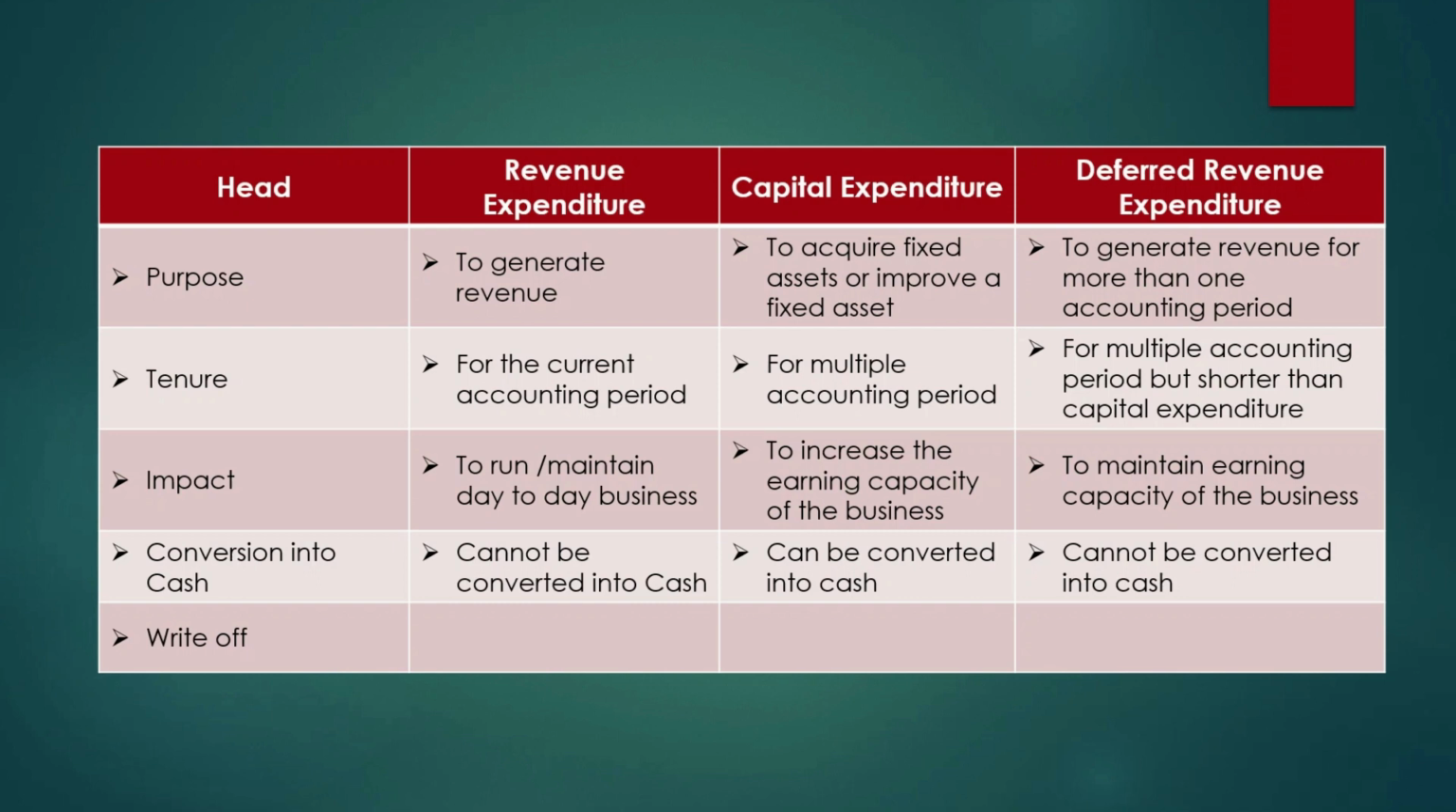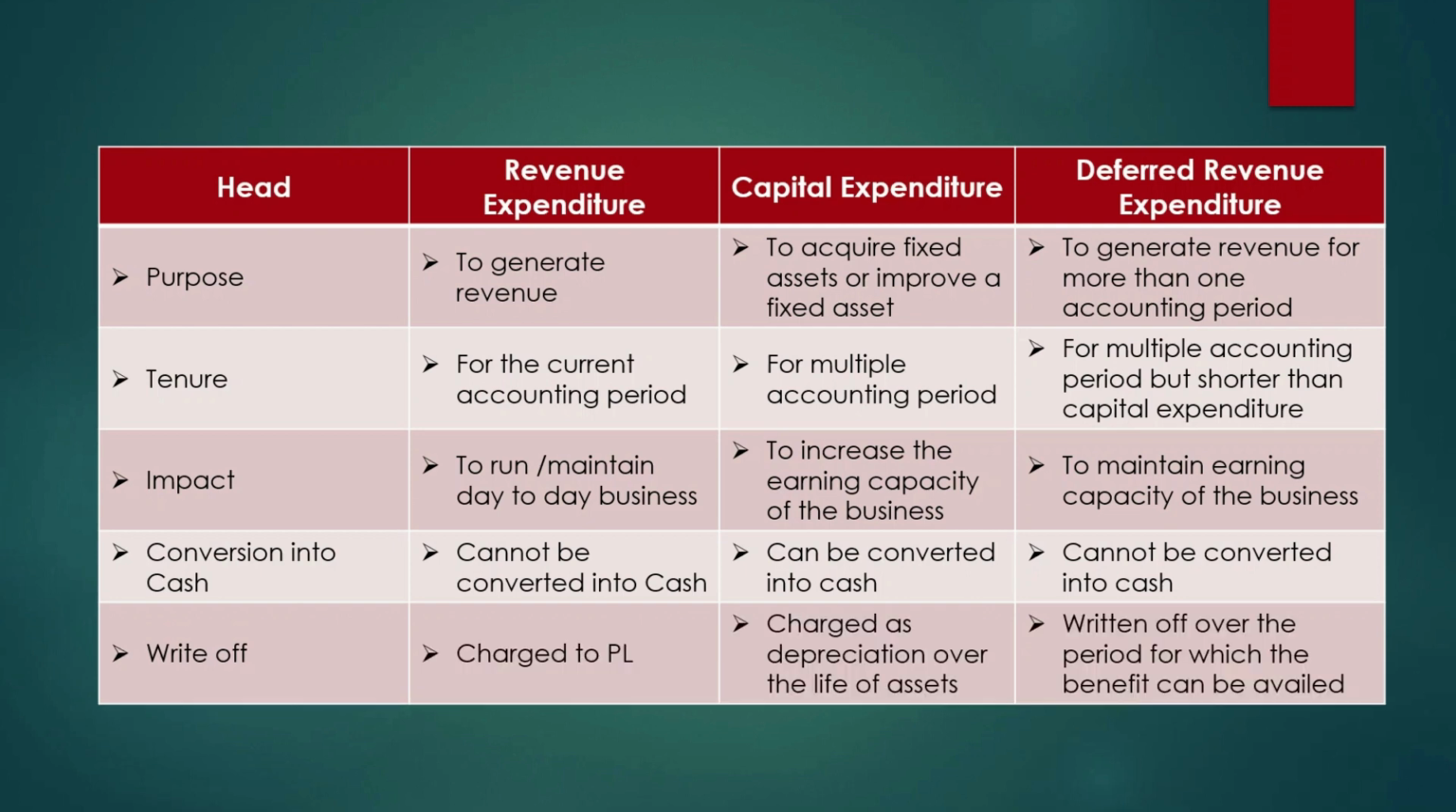Capital expenditure, it can be definitely converted into cash because ultimately you are buying a fixed asset. If you sell that in the market, you will get the residual value or whatever net value it has, you can get in return. So it can be converted. Deferred revenue expenditure, this can also not be converted, primarily because it is an expense that you have already incurred. It's just that you are not charging that entire expense to your P&L in that particular year.